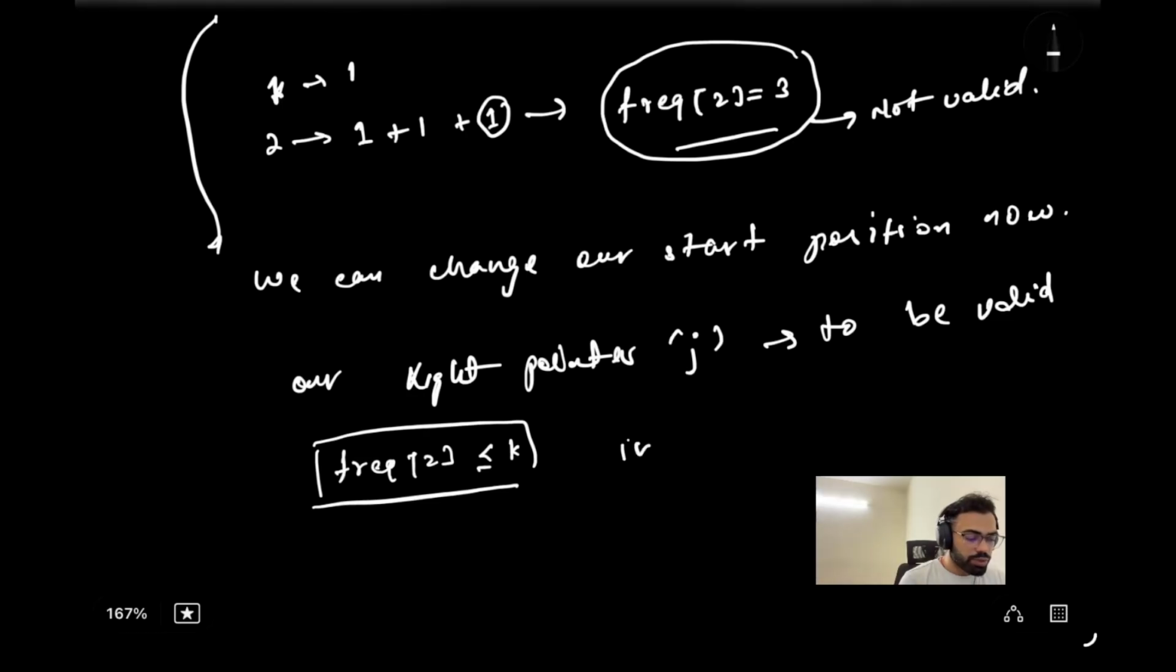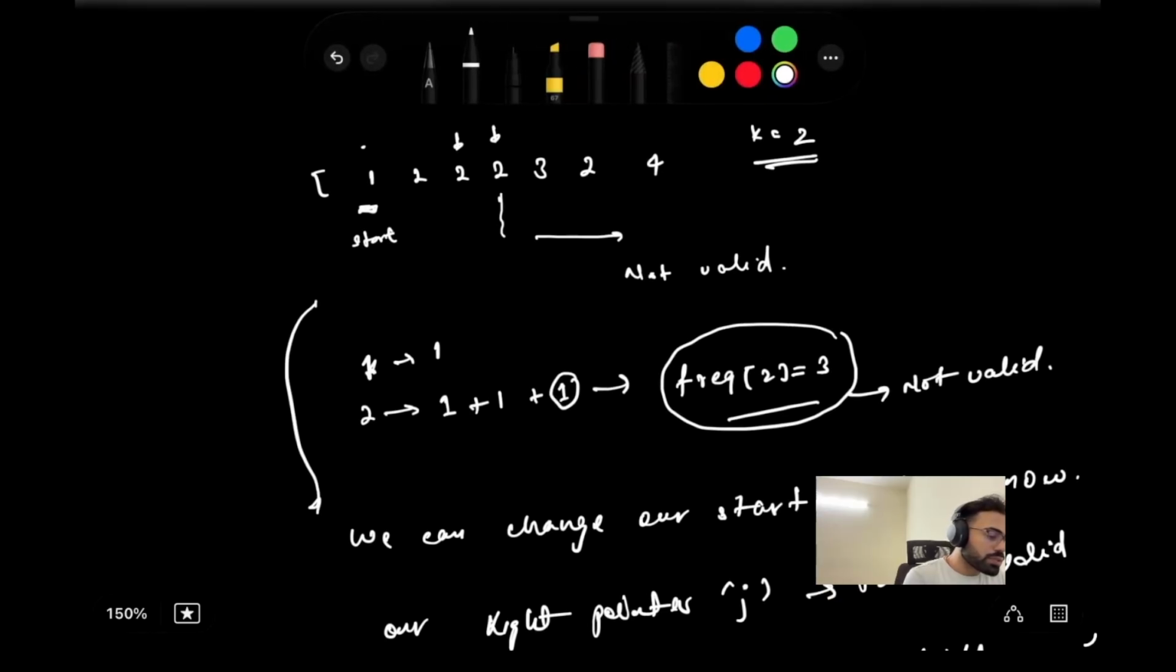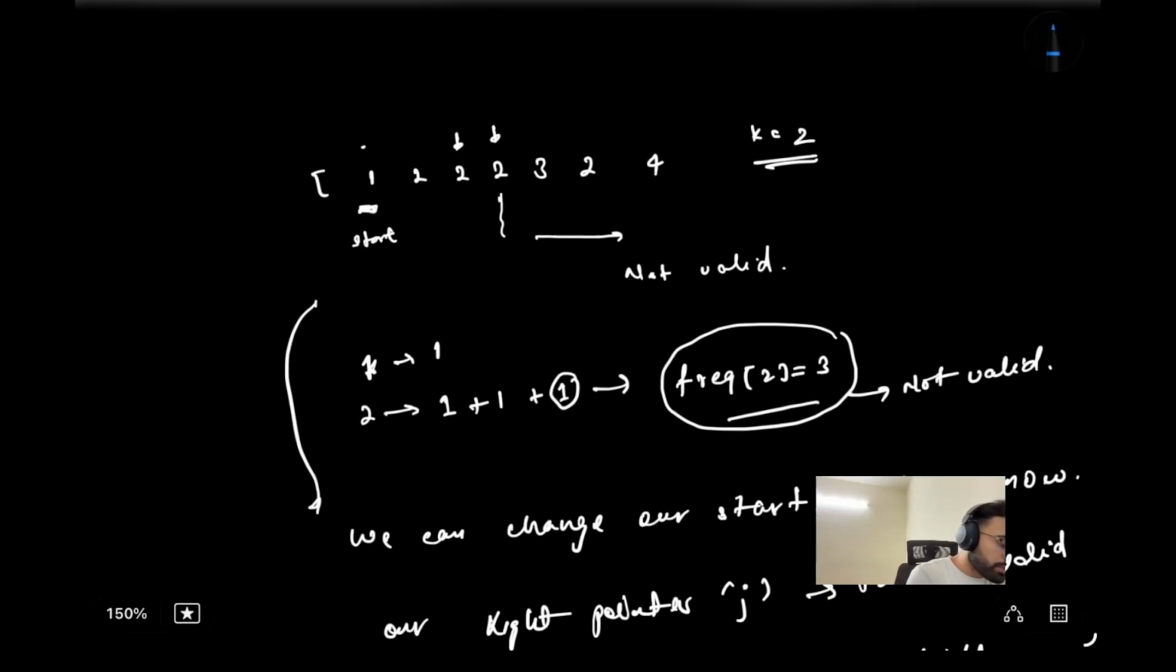So that means what do we do? We increase our left, right, till this condition is satisfied. So that means now we'll move this pointer. Okay, so we'll move our start, right? We move our start here. When we do, frequency of 1 becomes 0.